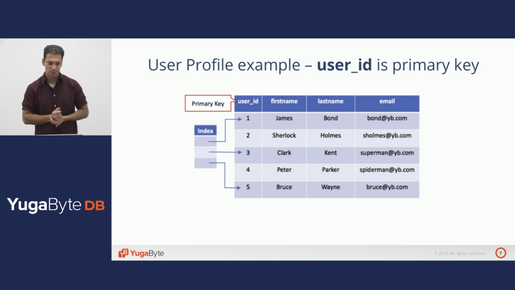So in this table, we have user ID as the primary key, which is the first column. We have a first name, last name, and an email column. Now, users may not remember their ID and may want to enter their email, so we're going to figure out how to retrieve the data by the email address.